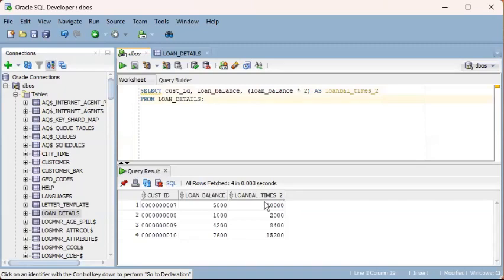So as you can see, the first 2 columns again are taken from the table called loan details, and the third one is simply the result of the expression I have prepared here, which is multiplying loan balance, this one, times 2. So for each value of loan balance, this expression is being done. Okay, so 5,000 times 2 is 10,000, which is correct. 1,000 times 2 is 2,000, and so on. So that is doing multiplication again using the operator, which is an asterisk.